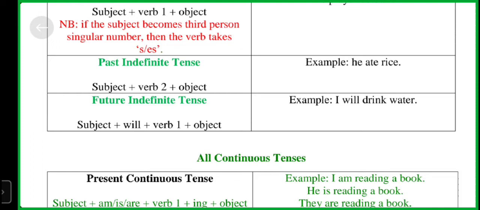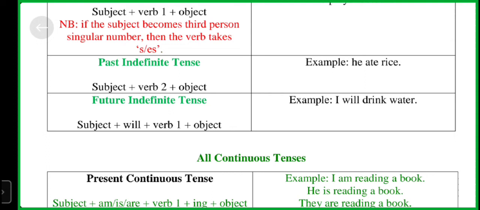S or es is just for the present indefinite tense. So don't mess up s or es with any other tense. Those are the things that get into confusion.